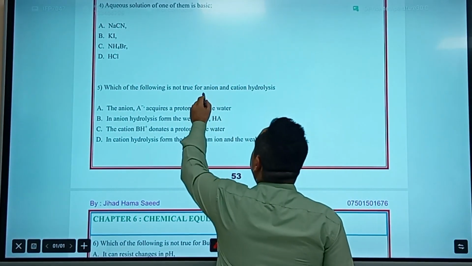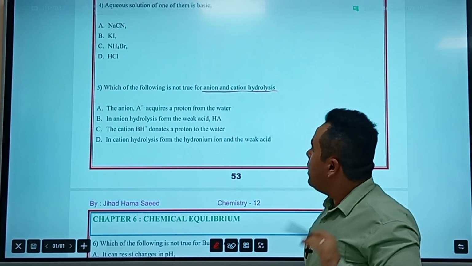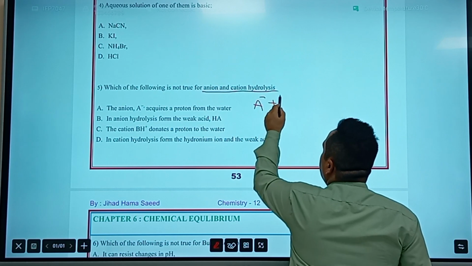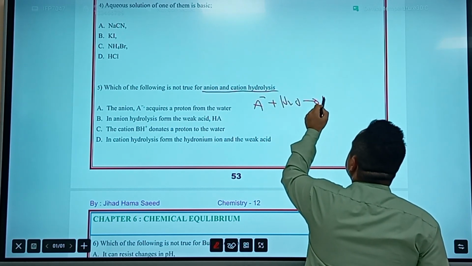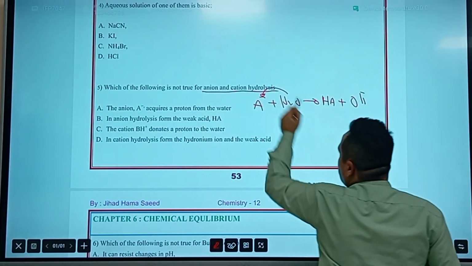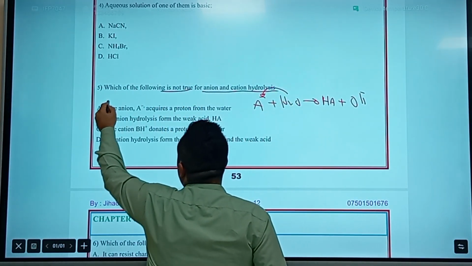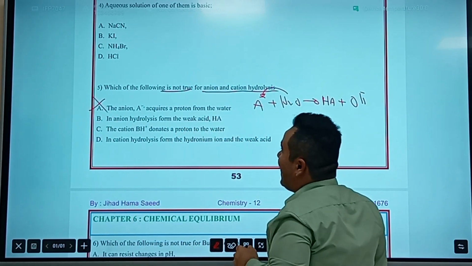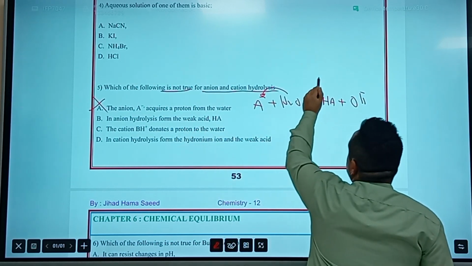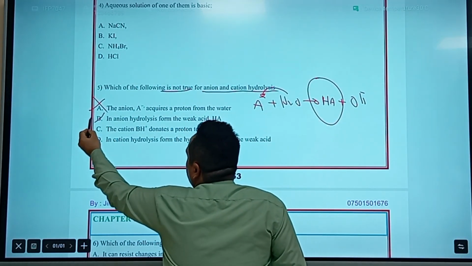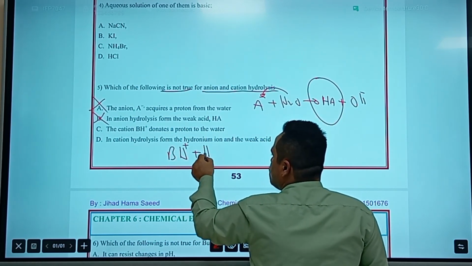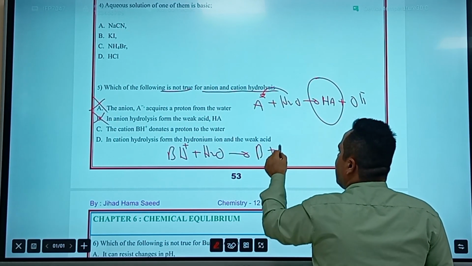Which of the following is not true for anion and cation hydrolysis? The anion A acquires a proton from the water, A plus H2O will produce HA and hydroxide. Acquires a proton from water? Yes, so this is true. In anion hydrolysis, the weak acid will be formed. It's true. The cation hydrolysis, which is BH positive plus H2O, will produce B plus hydronium.